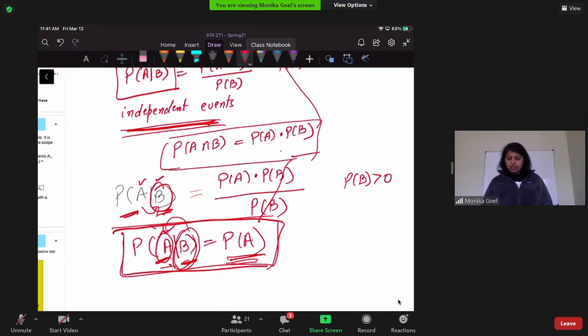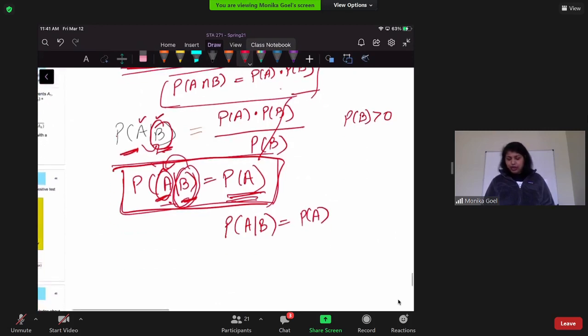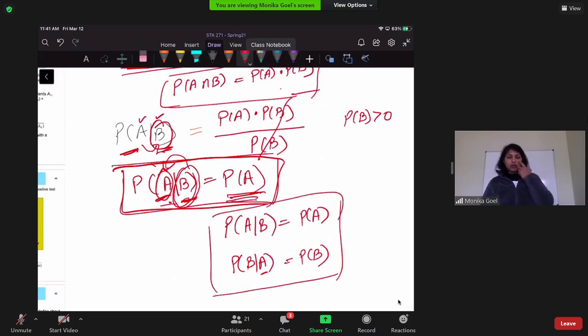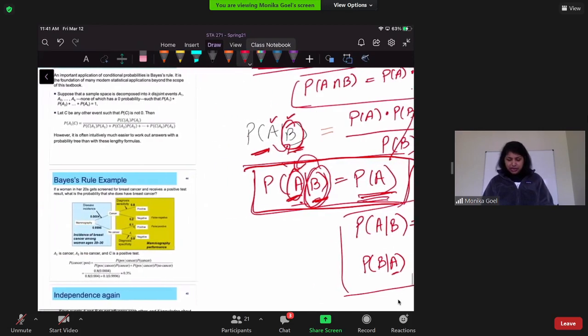So these events are independent. So I will just say that the conditional probability of A given B is the probability of A, or the conditional probability of B given A. This is not going to change anything, so it is the individual probability. So this is also one of the rules for conditional probability for independent events. Now let's go back to the slide.